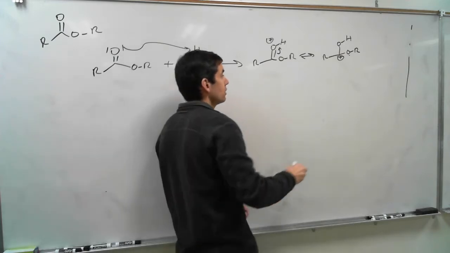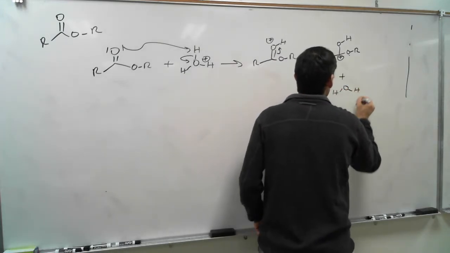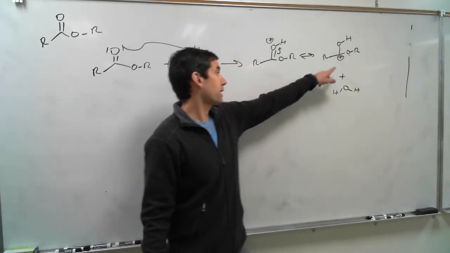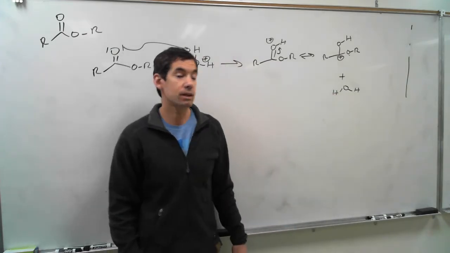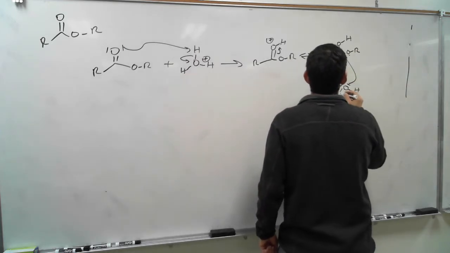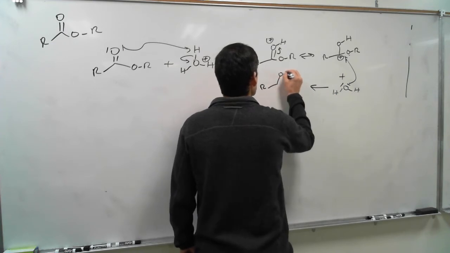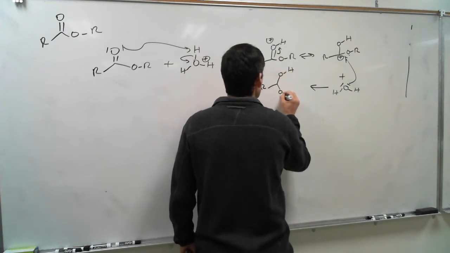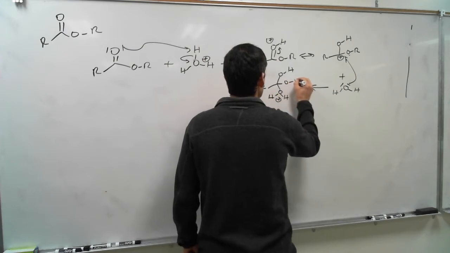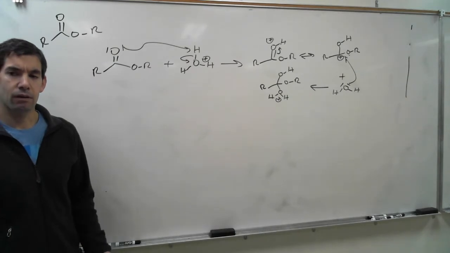Now we have this positive charge. What do you want to do now? We have water in there, so let's go ahead and attack it with water. Remember, we have a carbocation here. Now we can attack it with our weak nucleophile, water. And we get to the species here, very similar to what we saw before. We've seen these before.